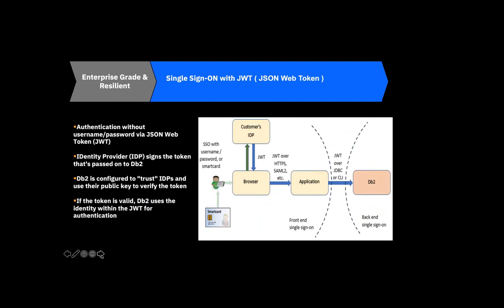Another aspect comes with modernization of applications and changes in the hybrid cloud. So single sign-on, obviously, is becoming an expectation from a number of modern applications. With that, in 11.5.4 and subsequently 11.5.5, we added further improvements. We've added JSON Web Token, JWT, support as an authentication mechanism for Db2.